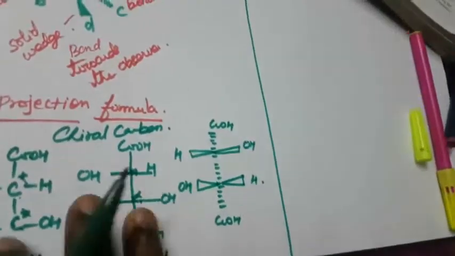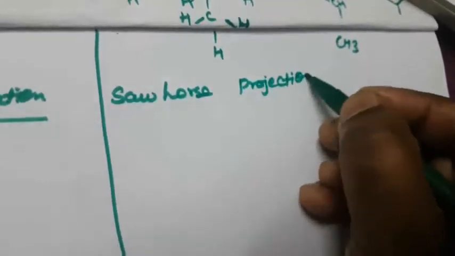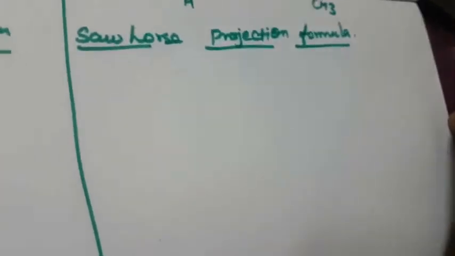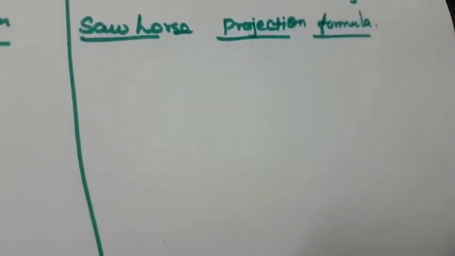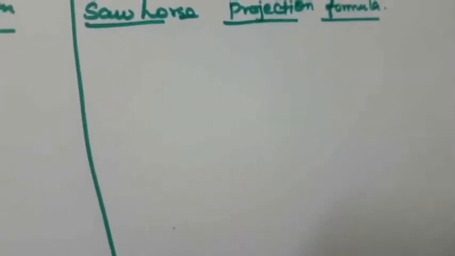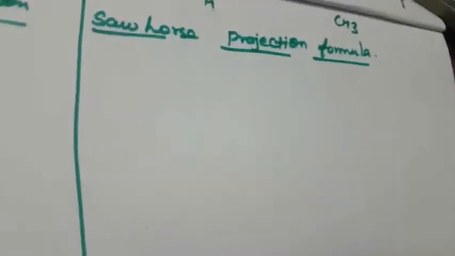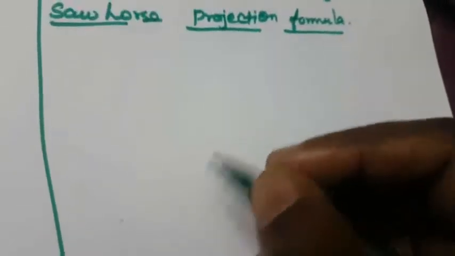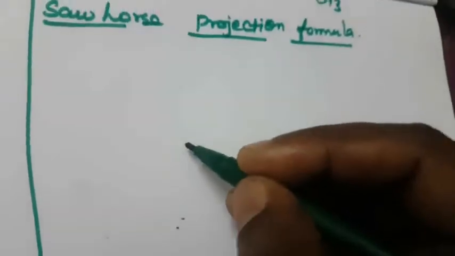Next is another structure, the Sawhorse projection formula. What is meant by the Sawhorse projection formula? It is where the bond between the two carbon atoms is drawn diagonally and slightly elongated. The lower left-hand carbon is considered to be lying toward the front. So again I am drawing this same compound.